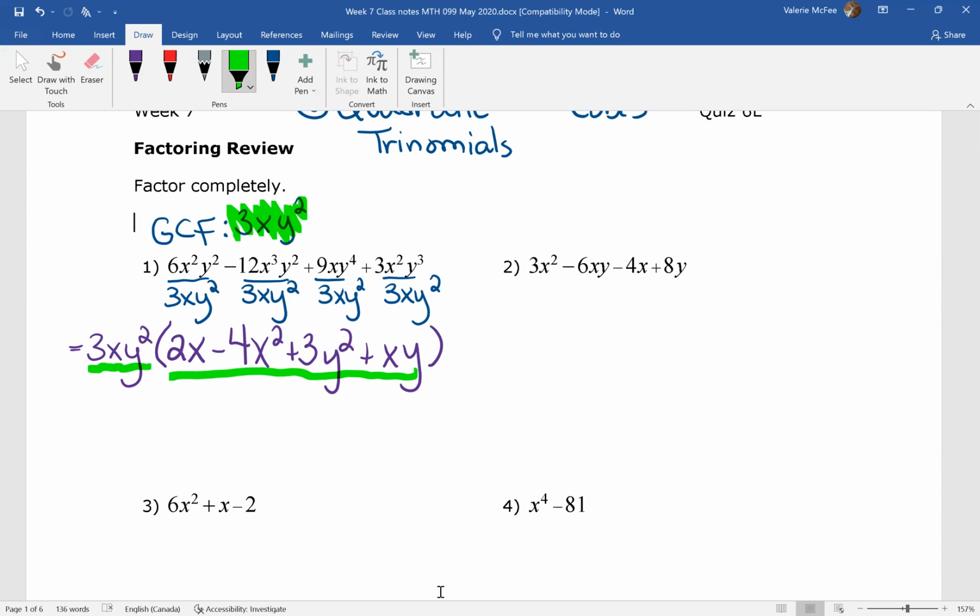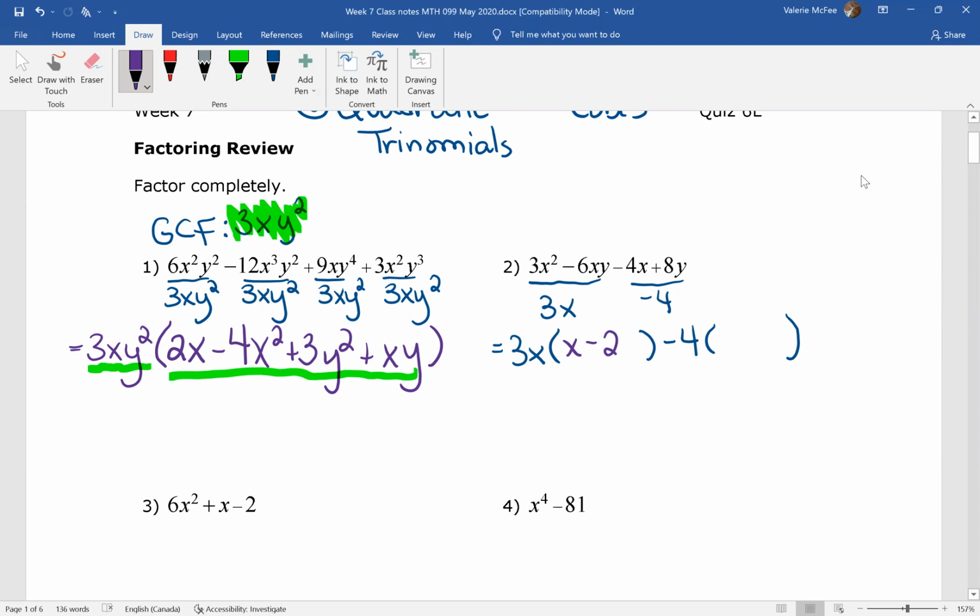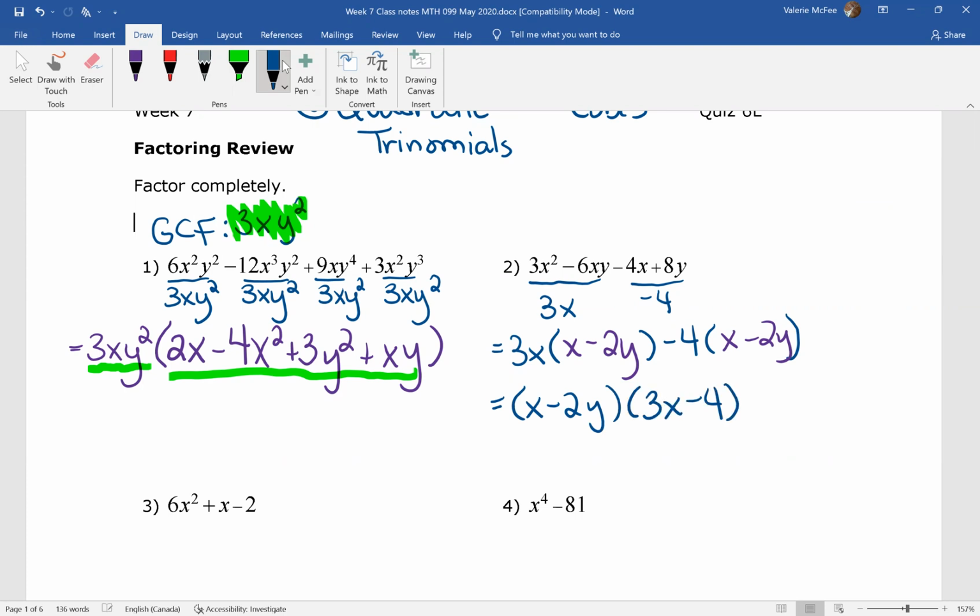In question 2, you should have used factoring by grouping. We found that 3x was the common factor for the first two terms, and the quotient when we divided is x minus 2y. -4 was common in the next two terms. Dividing gave us x minus 2y again. x minus 2y is common. When we divide that out, we're left with the quotient 3x minus 4. Pause your video and factor the last two.